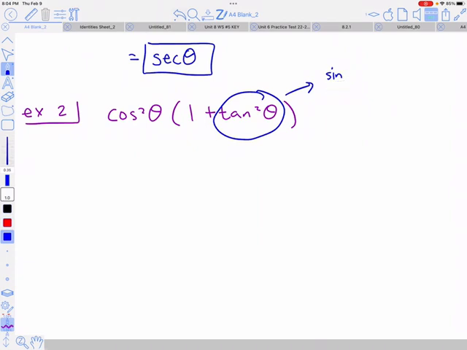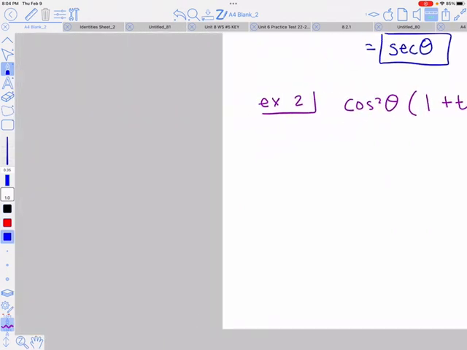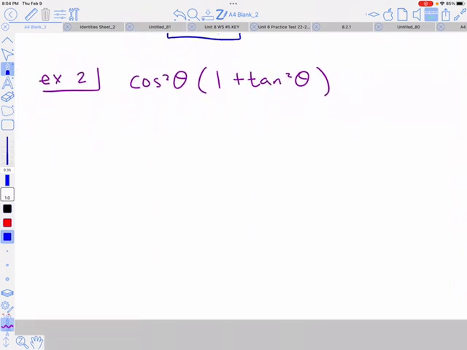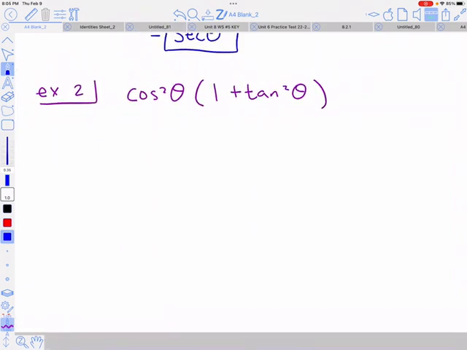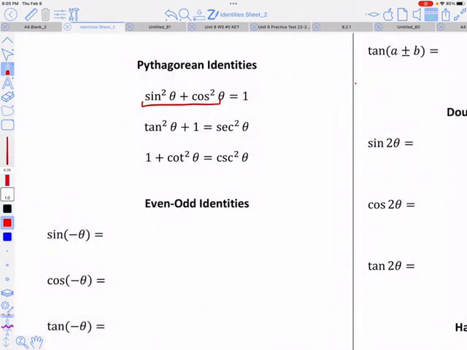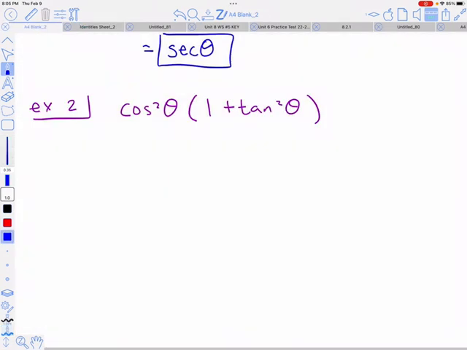What's jumping out to me here is that I have some squared things. So I'm going to look back to my Pythagorean identity and see what squared things I could replace. So I have tangent squared plus 1, and I know that that is equal to secant squared. And I have tangent squared plus 1 exactly. So that means I'm going to be able to replace that with secant squared.